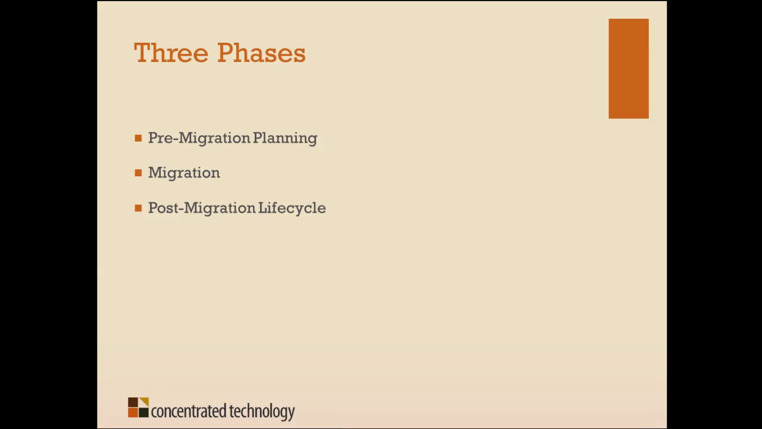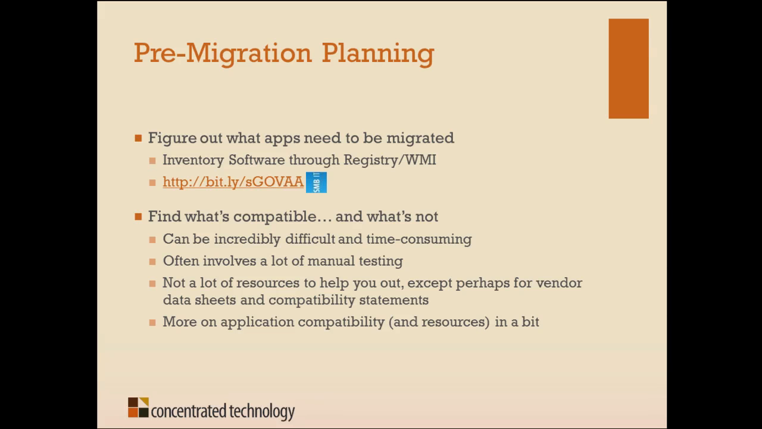So let's jump right in and talk about some of the opportunities on the pre-migration planning side. Obviously, one of the biggest things that I think folks have to deal with, and we all know this, is figuring out what applications need to be migrated, and finding out what applications are going to be compatible with Windows 7 and what's not. Now, in terms of just what you can do natively with the product, what we typically see people doing is inventorying software through the registry or through Windows Management Instrumentation. And there's a link here that can provide you with some access to scripts and tools and techniques and things for doing that.